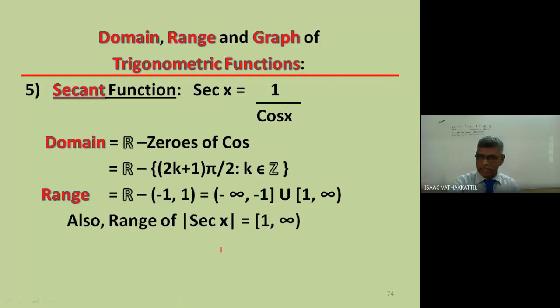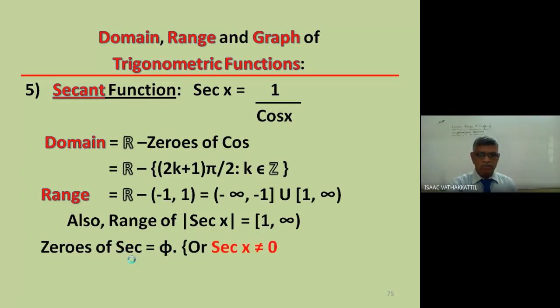If we take mod sec x, it will be 1 to infinity. Right? Now what about zeros of sec? Sec function can never be 0.